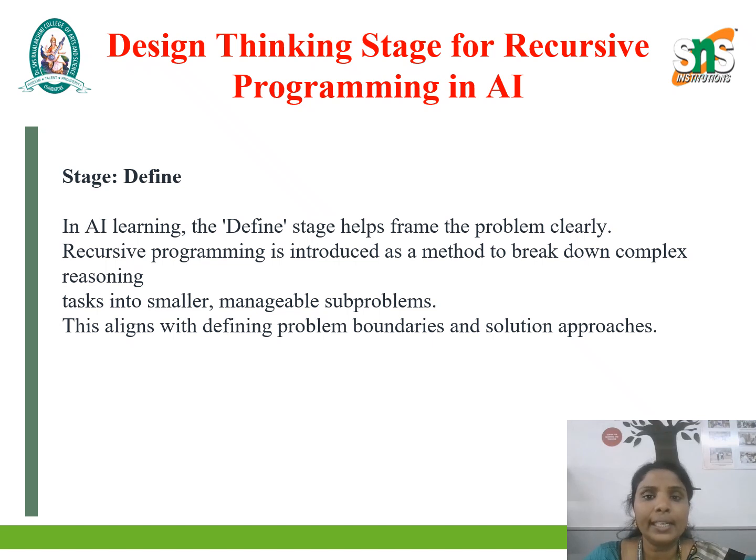So recursion is a technique where a big task is divided into smaller, similar tasks that are easier to solve. For example, instead of solving a big reasoning problem at once, we break it into smaller sub-problems and solve each one step by step. This method matches perfectly with the idea of the define stage, where we set the boundaries of the problem, decide what needs to be solved first, and outline possible solution paths. So recursive thinking not only helps in programming, but also in logically defining and approaching problems in AI.